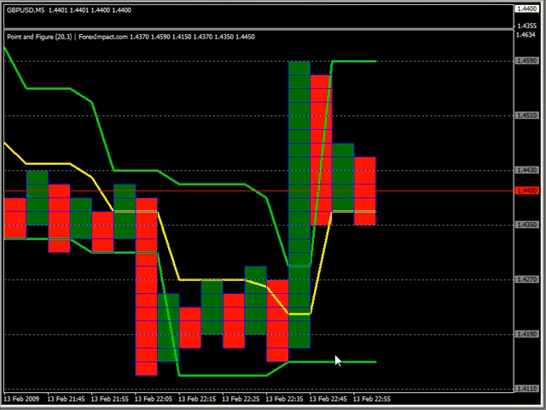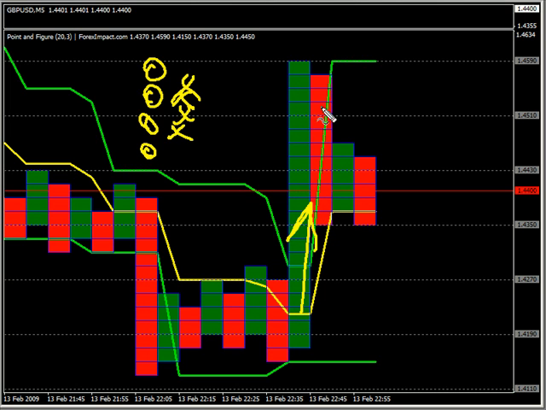I'd just like to take a few minutes very quickly to look at our Point and Figure Pro system. If you're not familiar with Point and Figure, the typical Point and Figure chart has a column of O's and then a column of X's. In our particular charts, we have green columns and red columns. Our green columns are when the market's moving higher, and the red columns are when the market is moving lower.